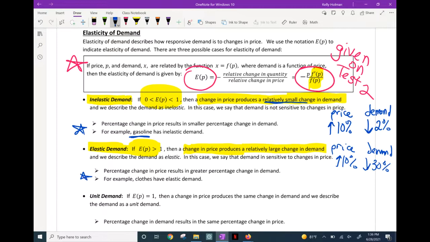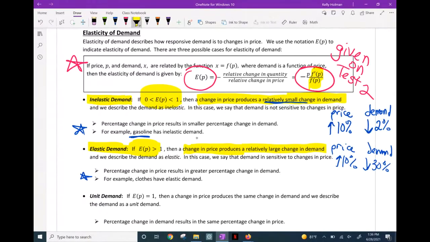And examples of that are things like clothes, where there's a lot of options out there. If you have a favorite pair of jeans or something and the price goes up, there's other options out there. You can buy another pair of jeans. It's not like you're going to have to buy it no matter what to make your life function normally. You have other options, so the demand can go way down if that price goes up.